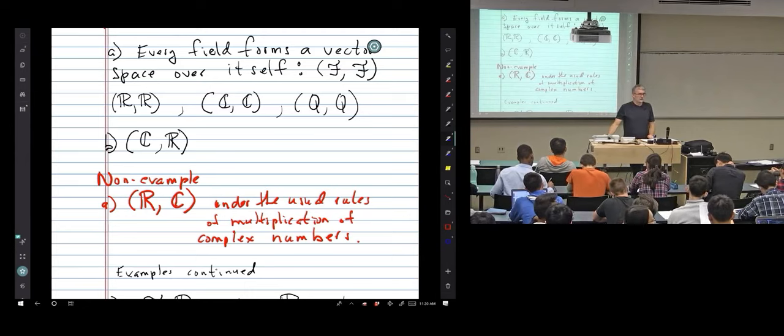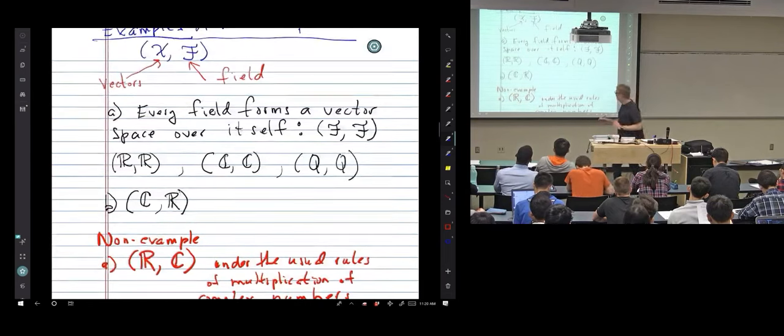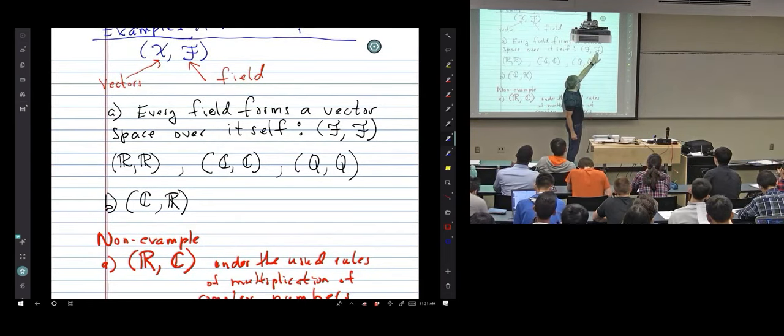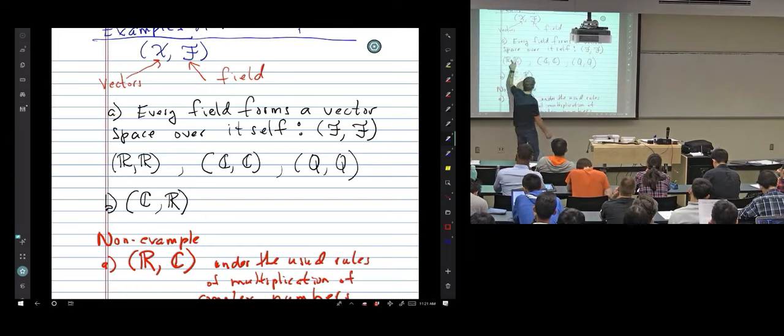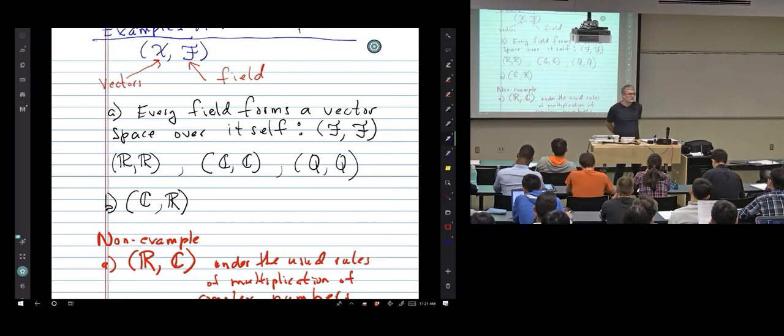Question? So, every field can also be a vector space? Yes, so every field, if I use the rules of multiplication and addition from the field on the vectors, then that works. Vector and field being the same always works. And so these are the common ones that we would do. So does that mean that every element of the field is a scalar and vector?